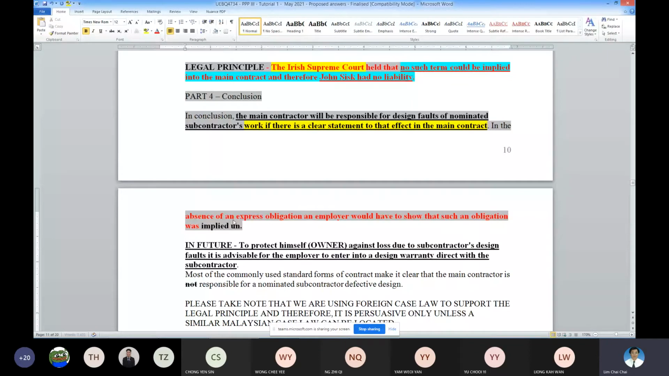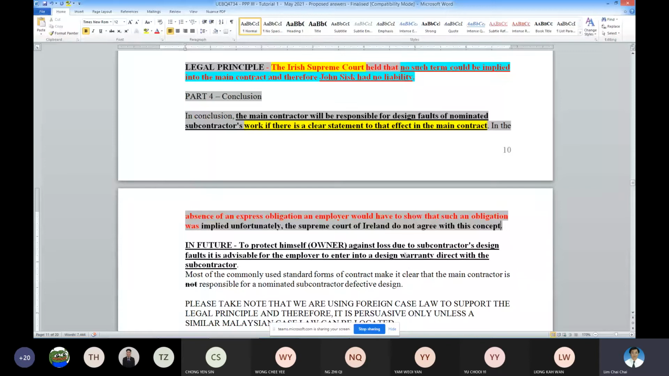Unfortunately, the Supreme Court of Ireland did not agree with this concept. Okay, so this is important. The Irish Supreme Court does not agree. Now, if you know these other potential answers already, how do you protect yourself as an owner?